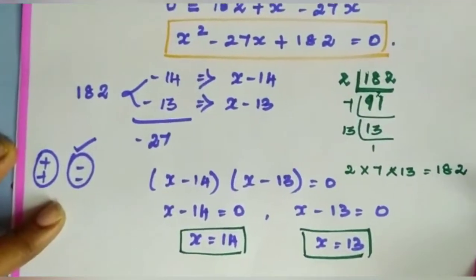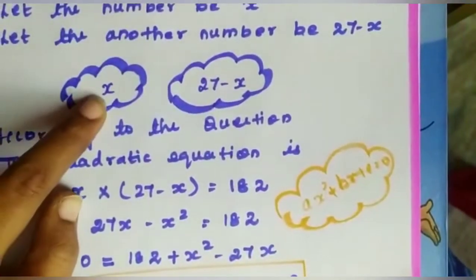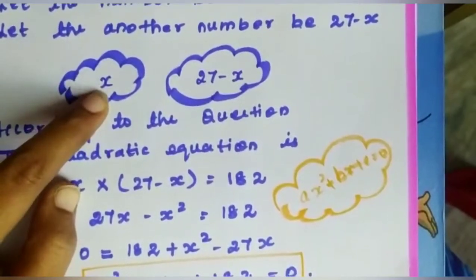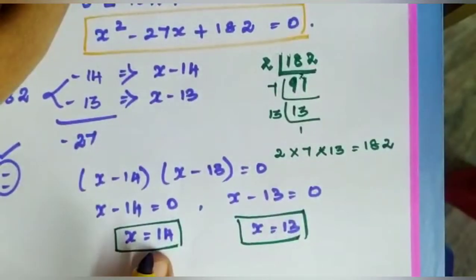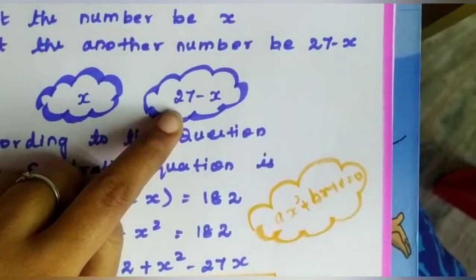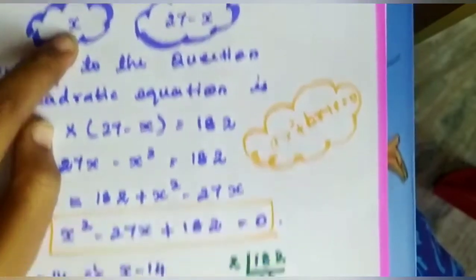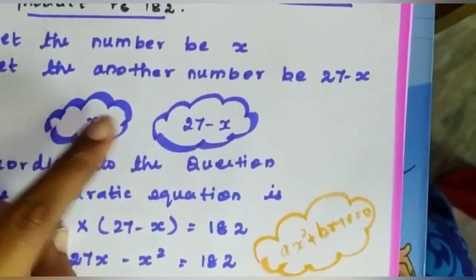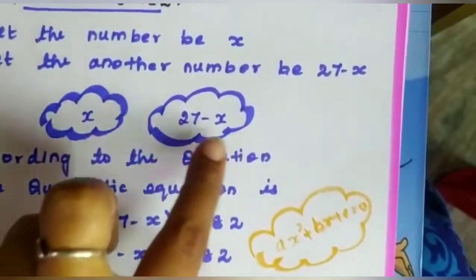Two numbers. We got two numbers. The value of x, I have taken one number to be x. Now this is 14, which means the first value x is equal to 14. If I substitute 14 here, 27 minus 14 is 13. If I substitute 13 here, the second value is 13, and if I substitute 13 here, then I will get 14. Therefore, the two numbers are 14 and 13.